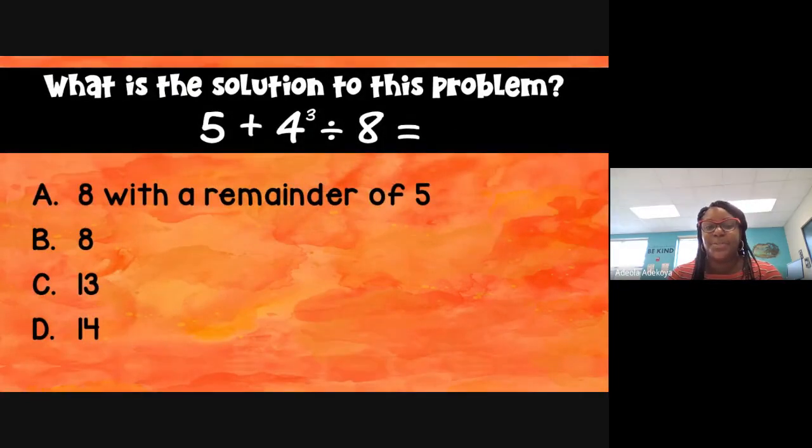What is the solution to the problem? So we've got 4 by 4 by 4. 4 times 4 is 16, and then times 4 is 64. And the next would be multiplication and division. Here I do not have multiplication, but I do have division. 64 divided by 8 will give me 8. And then I can go ahead and add my 8 to 5. And that would give me 13.